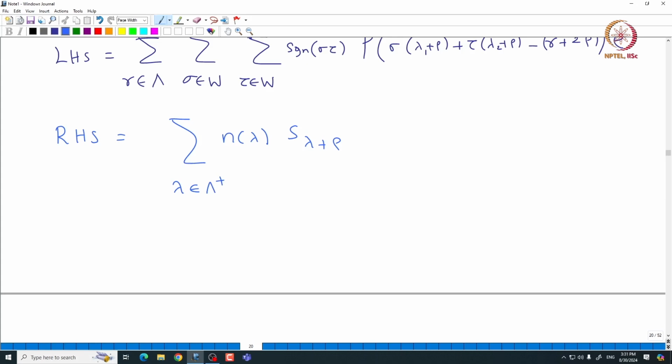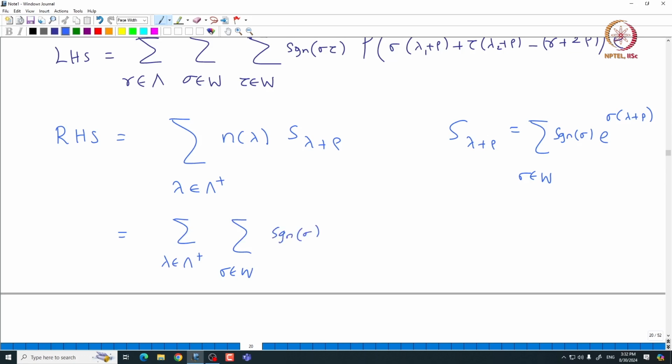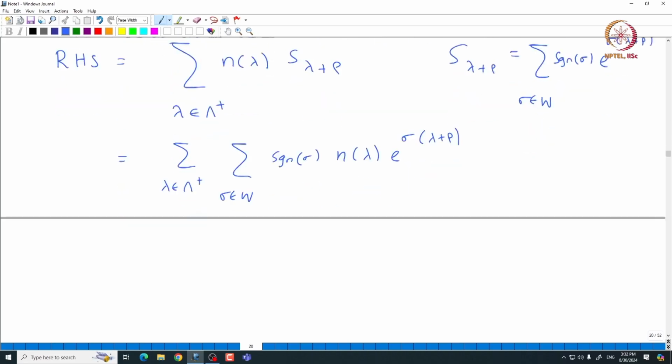So, now what we do, we just simply rewrite this using this s lambda plus rho, which is given by summation sigma in W sine sigma e power sigma lambda plus rho. So, if you use this, then this can be rewritten as follows: summation lambda in lambda plus summation sigma in W, then sine of sigma n of lambda e power sigma lambda plus rho. So, this is what we get if you just replace s lambda plus rho here.